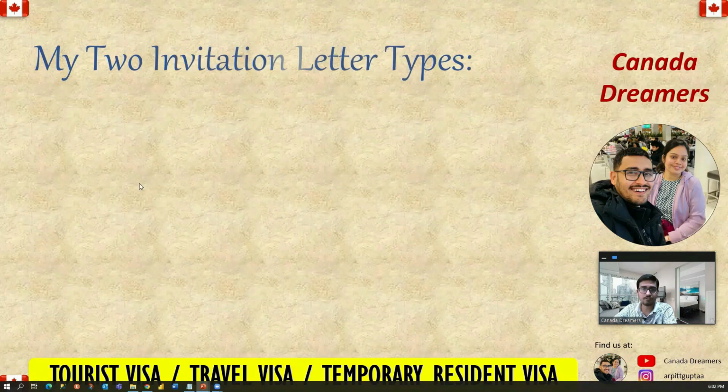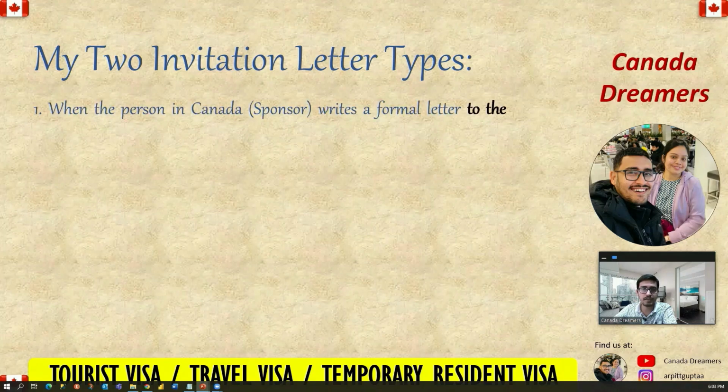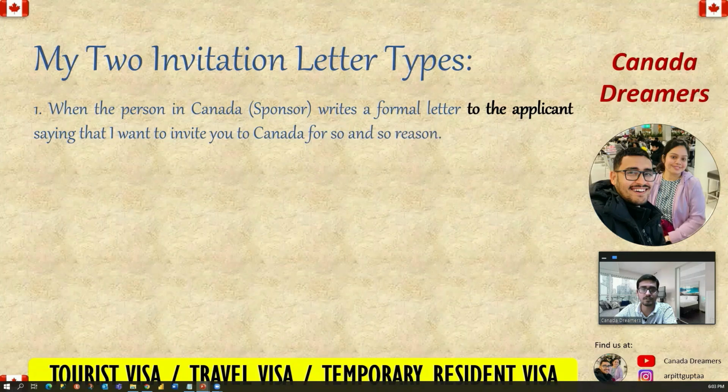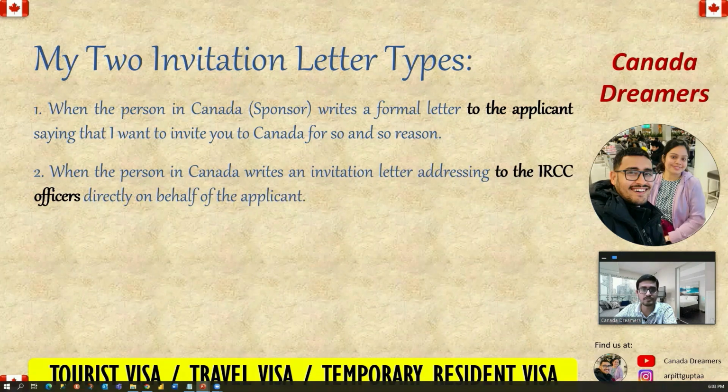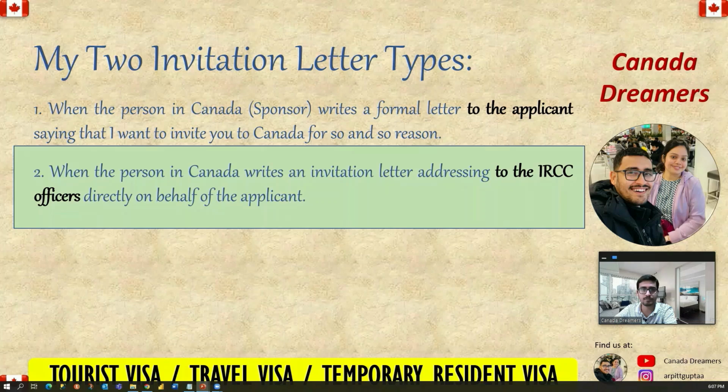Basically, there are many ways to draft the invitation letter. Since I applied for a tourist visa for my wife two times, I'll be showing you both my letters. The first one is where the person in Canada writes a formal letter to the applicant saying that I want to invite you to Canada for so and so reason. And the second one is that when the person in Canada writes an invitation letter directly to IRCC officers on behalf of the applicant. In my first TRV application, which was refused, I followed the first method. But in the second TRV application, I followed the second method. This was just based on my experience and according to my circumstances. However, I'll be showing you both my invitation letters so that you can choose based on your preferences.